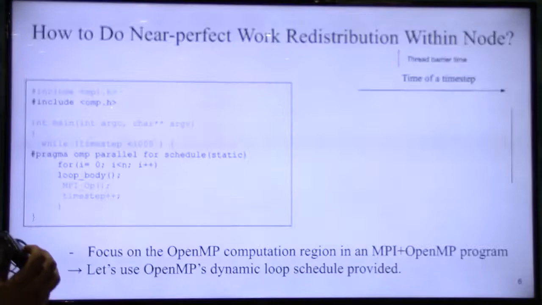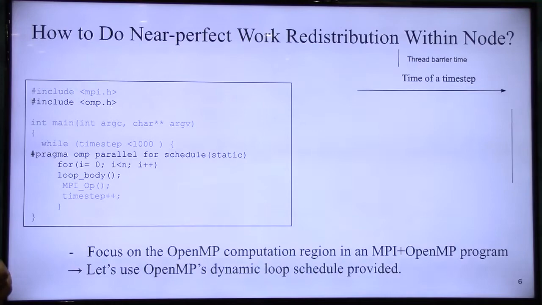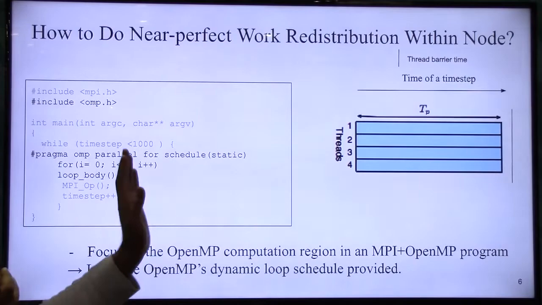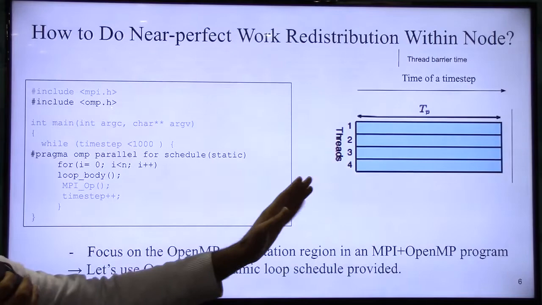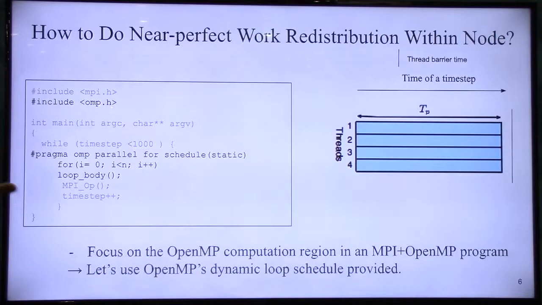How do we do near perfect work distribution within a node? That's the key question we want to answer. I'll start with this simple diagram that's just illustrating the computation in one time step. In this talk, we're going to focus on just the OpenMP computation region in the MPI plus OpenMP program.